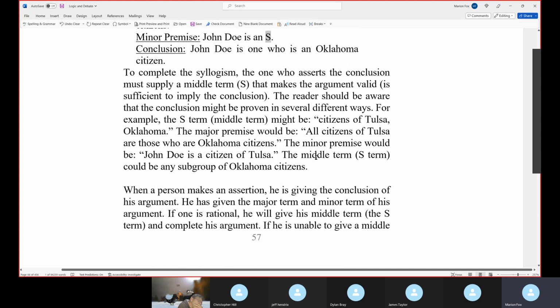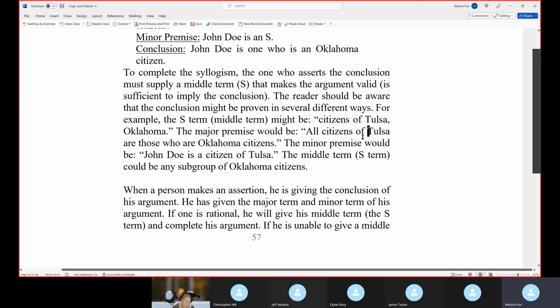And I have down here all citizens of Tulsa are those who are Oklahoma citizens. And we could add any other Oklahoma town or city here, Tulsa, and I mean Tulsa, Oklahoma. I don't know if there's another Tulsa in the world. I think I did a search to make sure there wasn't. So I put, if there is, we'd have to qualify it with Tulsa, Oklahoma. Oklahoma City, there's no other place called Oklahoma City anywhere I could find in the whole world.